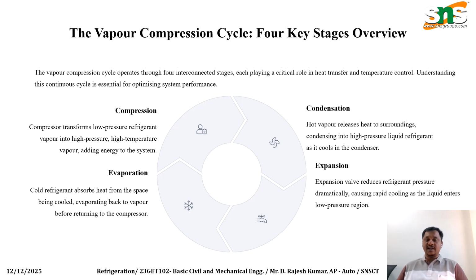Then the next one is the condensation. This condensation is nothing but the phase change. The vapor is now condensed into a liquid form, so it converts again into a liquid refrigerant. The cycle is then repeated. So this is the vapor compression cycle.